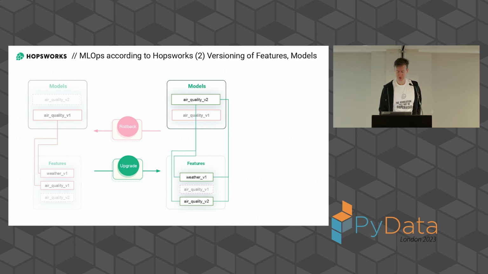So, you upgrade the model. We can see it goes to version 2 of air quality. We have a second version of our model using air quality v2. Oh, we get a problem. We need to roll back. The pipeline should still be running for air quality v1, so it should just continue working.